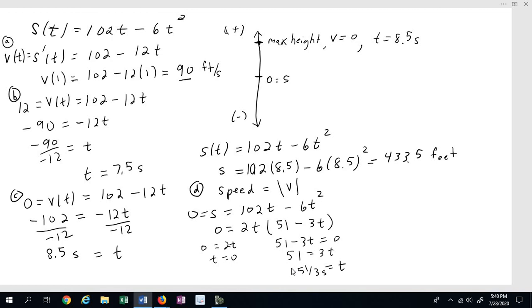Now I'm going to take the velocity function, which again is 102 minus 12t, and then I'm going to plug this time into that to find the velocity at that time. So I'm going to evaluate this function at 51 over 3.